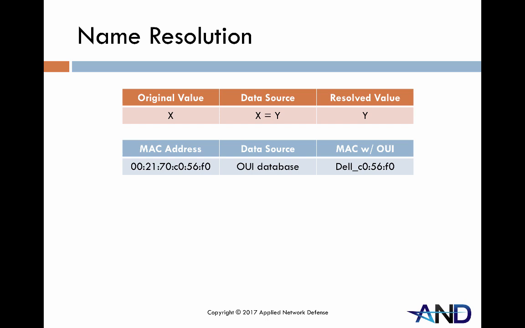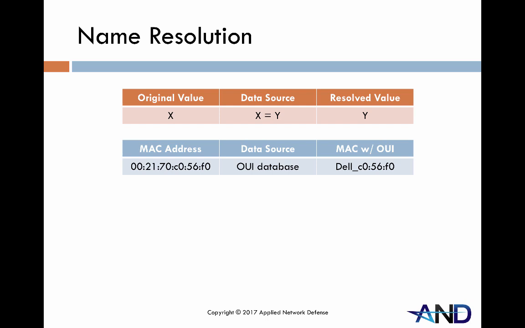So in this case, we have a raw MAC address, which is maybe not the easiest to remember. You're going to have a hard time remembering 00:21:70:C0:56:F0. That's going to be dang near impossible to remember. But if we take that and look it up in the OUI database, we're going to resolve that to what you see on the right, which in this case is a MAC with the OUI information.